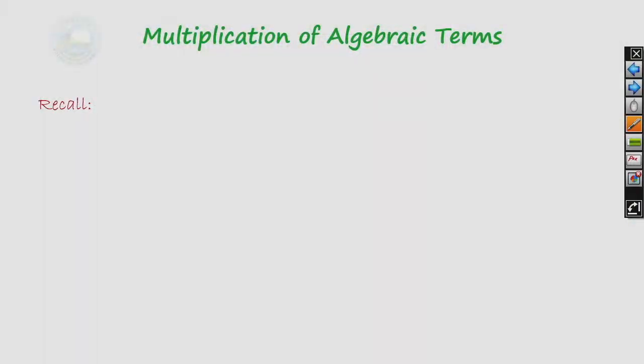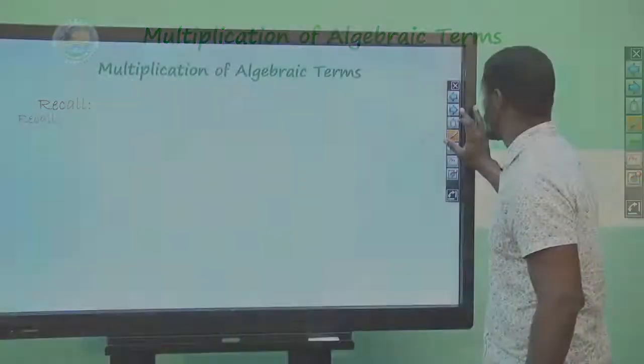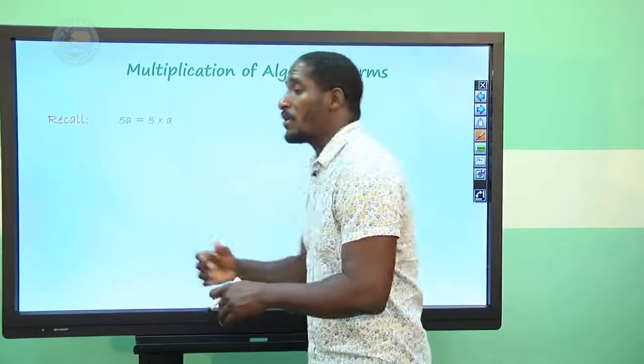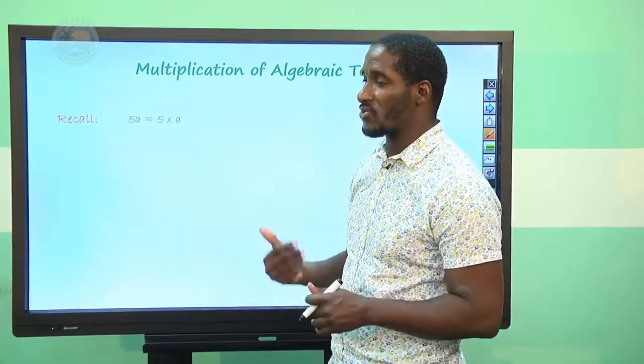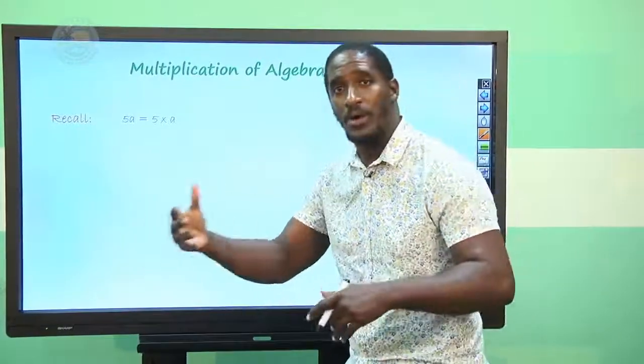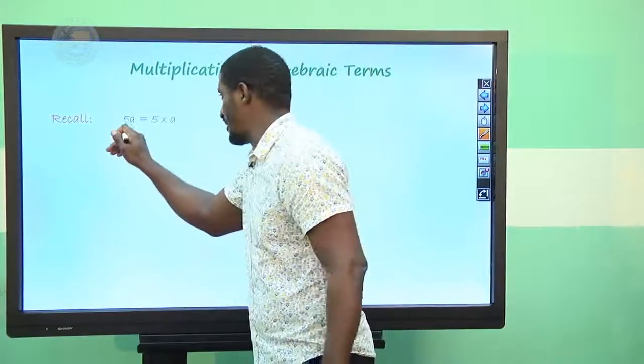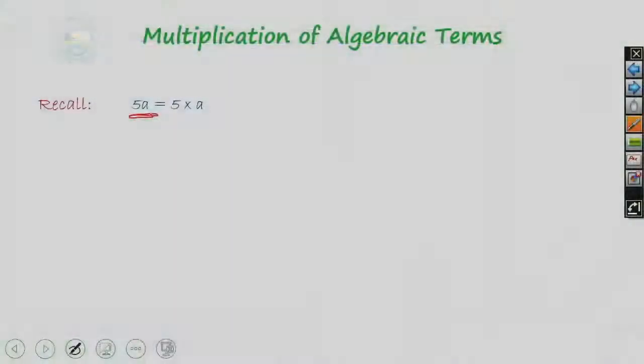Let's look at multiplication of algebraic terms. Let's recall before we do, when we were looking at converting from an algebraic statement to a worded statement and vice versa, we did say that 5a is 5 multiplied by a. Once we have a number and a variable next to each other, or numbers and variables next to each other, the operation occurring there is multiplication. So this here is 5 multiplied by a. Similarly, 3m squared n fifth is really 3 multiplied by m squared multiplied by n to the power 5.